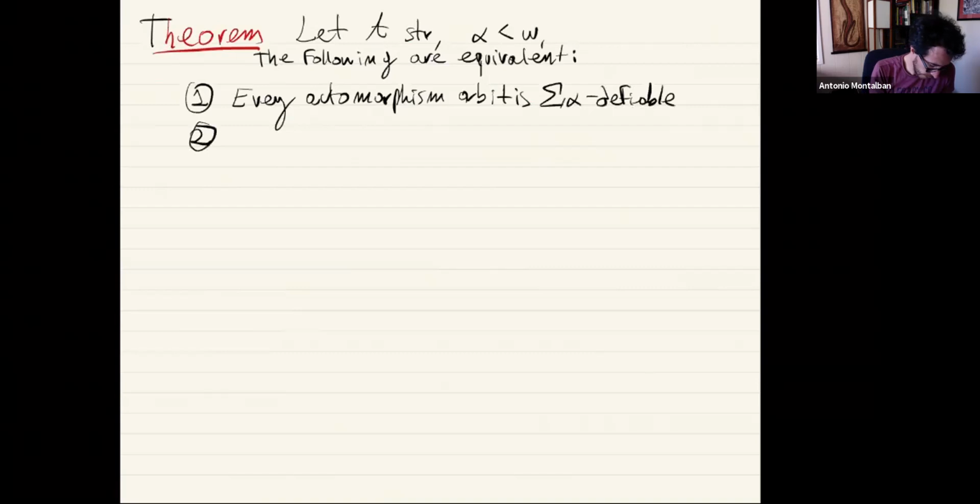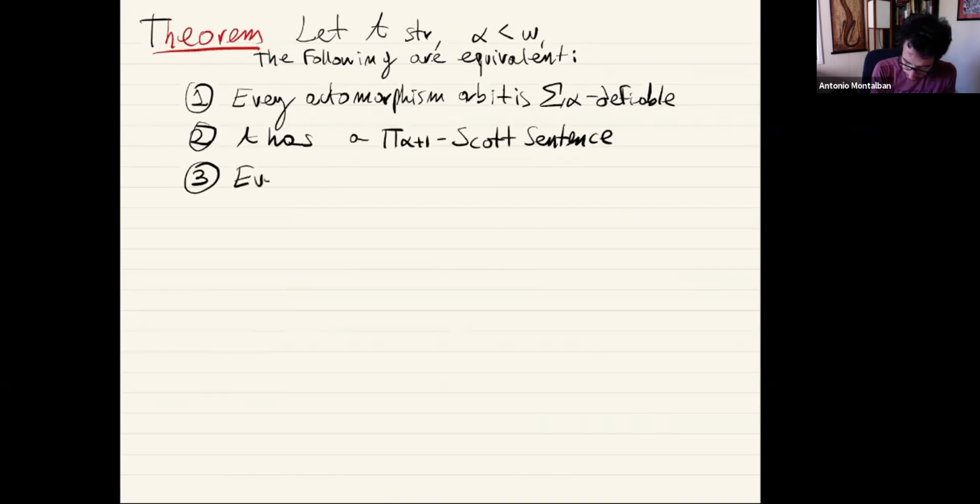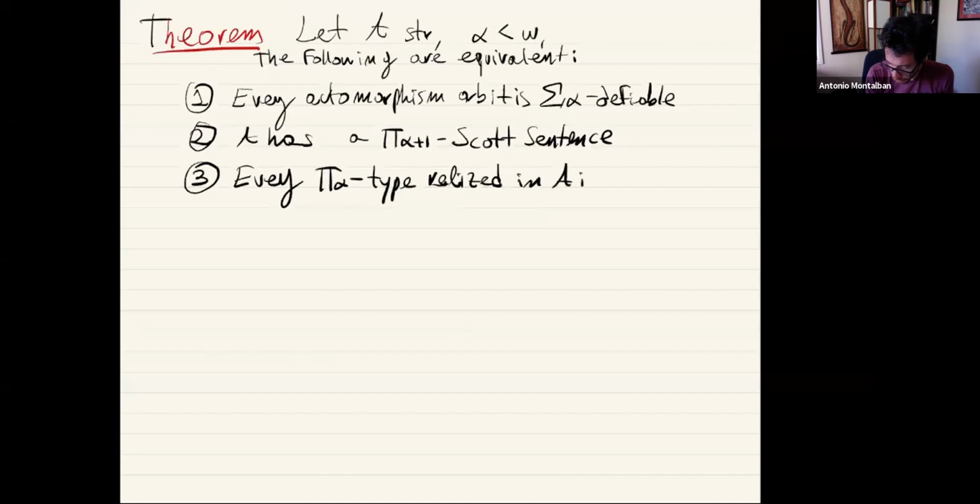Two, A has a pi alpha plus 1 Scott sentence. And three, every pi alpha type realized in A is sigma alpha supported.